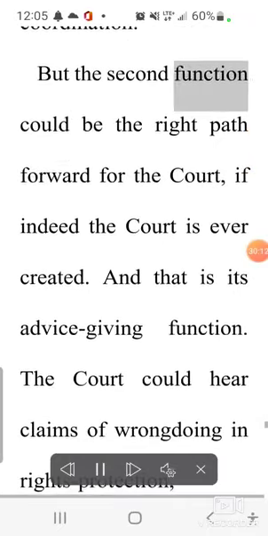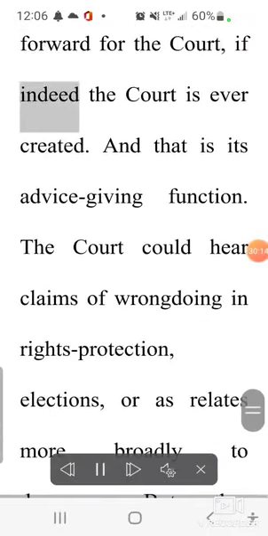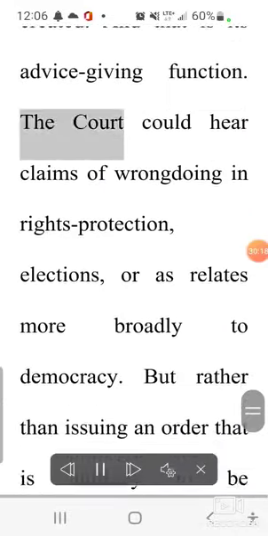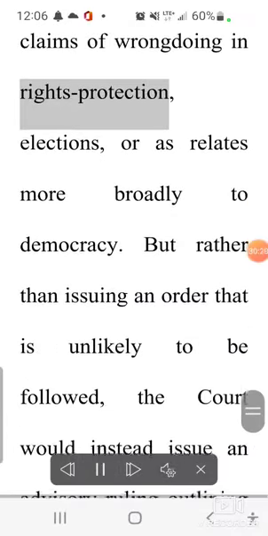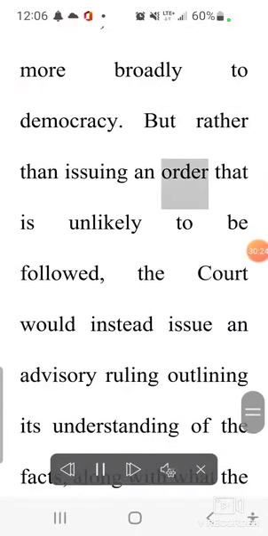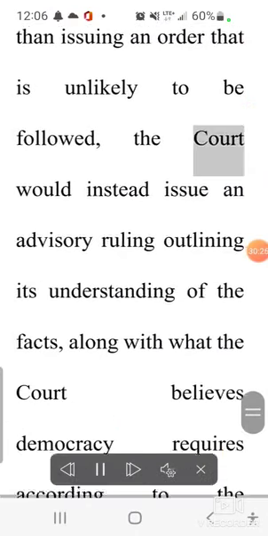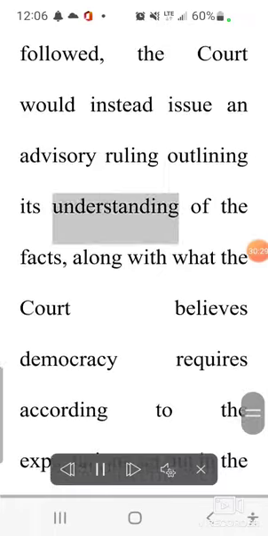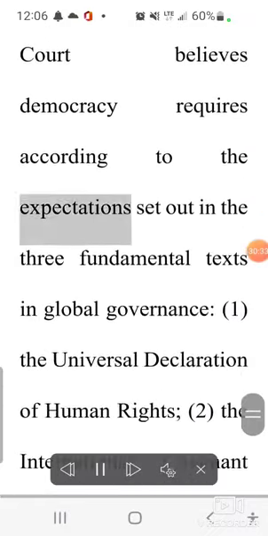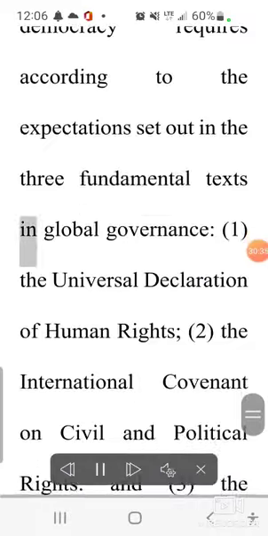But the second function could be the right path forward for the court, if indeed the court is ever created. And that is its advice-giving function. The court could hear claims of wrongdoing in rights protection, elections, or as relates more broadly to democracy. But rather than issuing an order that is unlikely to be followed, the court would instead issue an advisory ruling outlining its understanding of the facts, along with what the court believes democracy requires according to the expectations set out in the three fundamental texts in global governance.